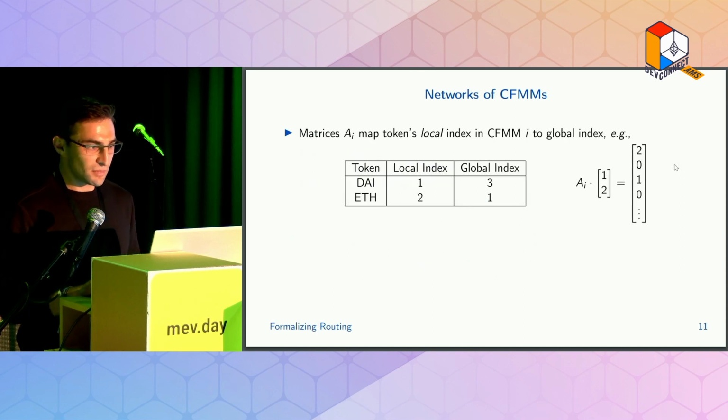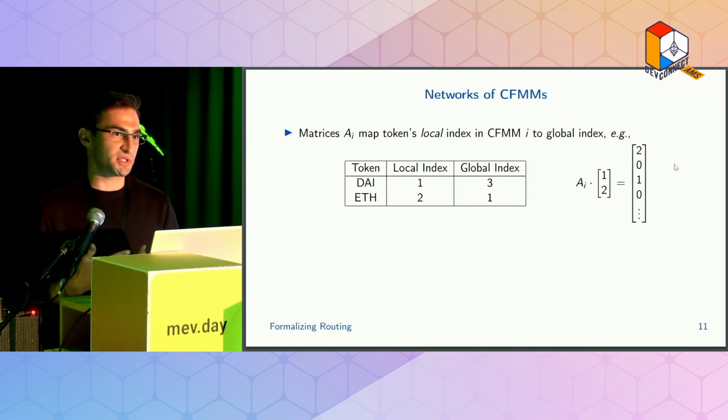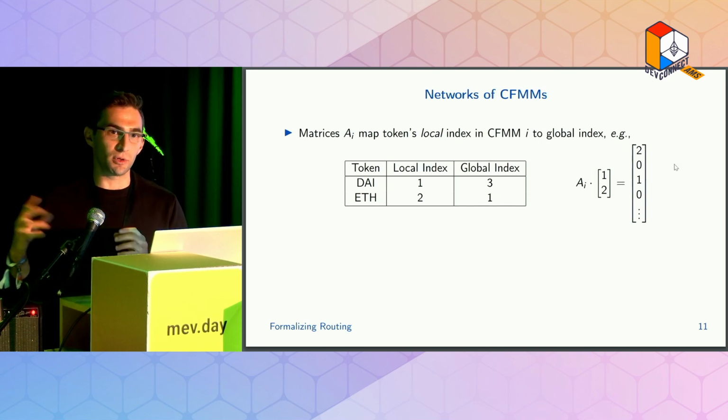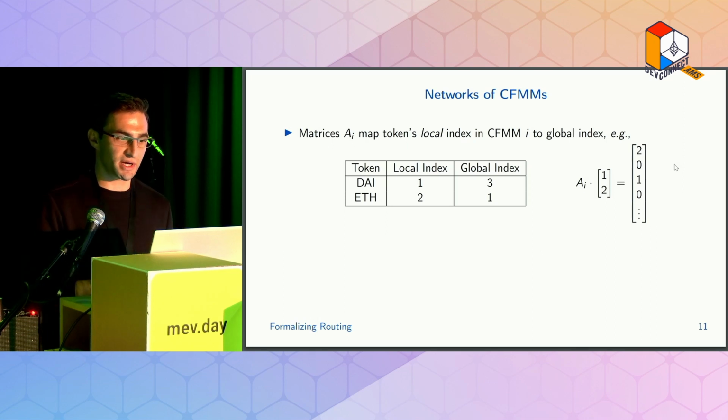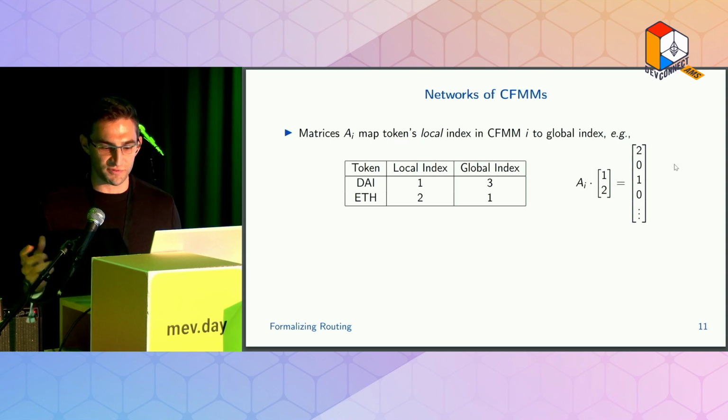To bookkeep the network component of this, we are going to introduce this matrix A_I, which maps from the local index of a CFMM to the global index. So for example, we might have a DAI-ETH swap pool where the local indices are 1 and 2, but perhaps the global index of DAI is 3 and the global index of ETH is 1. So all that would do is, when we multiply A_I by our local vector, we would take the first entry, put it in the third position, take the second entry, put it in the first position, and everything else would be 0. And that would be a vector of size n, which is our global universe of tokens.